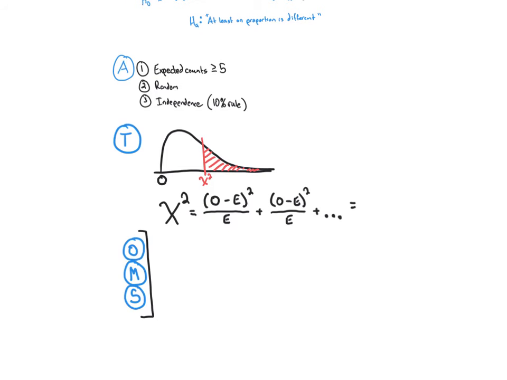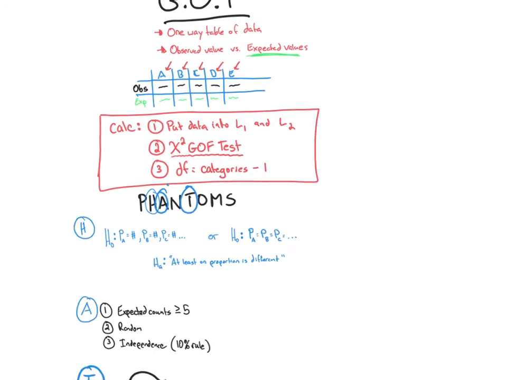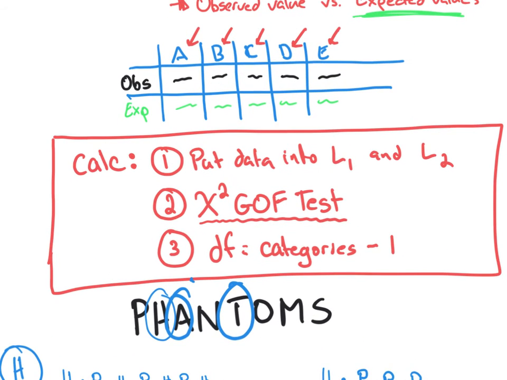Okay, that is a goodness of fit test. Again, what am I going to do? I'm going to find the table of values. I'm going to find my expected values, and I'm going to plug that stuff into the calculator, and I'm going to do that calculator function right there, chi-squared GOF test.